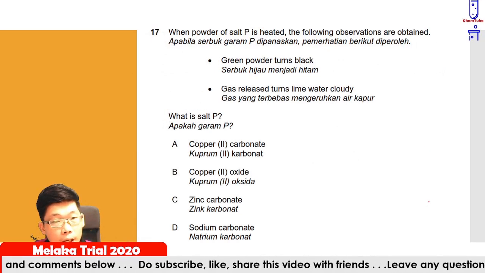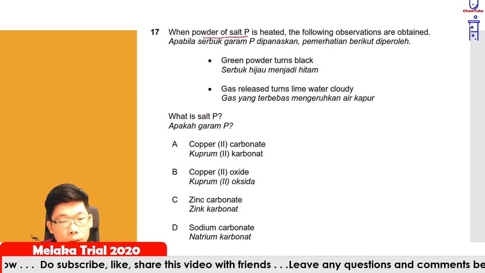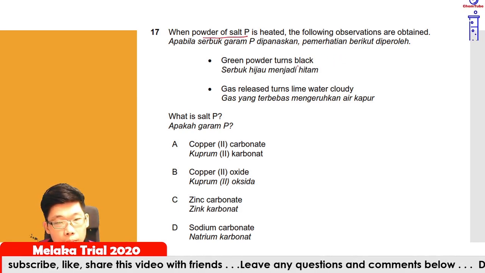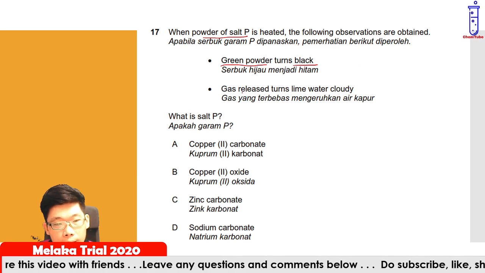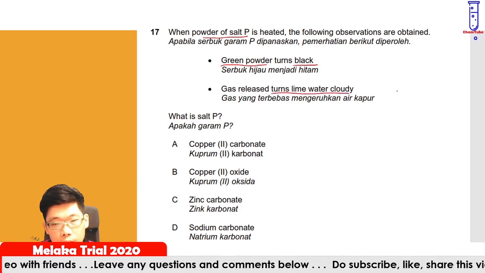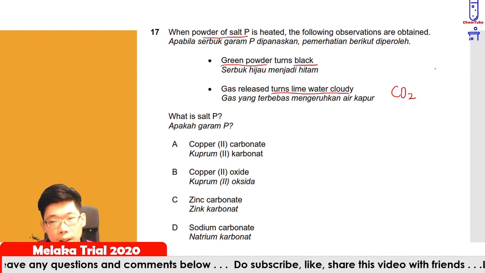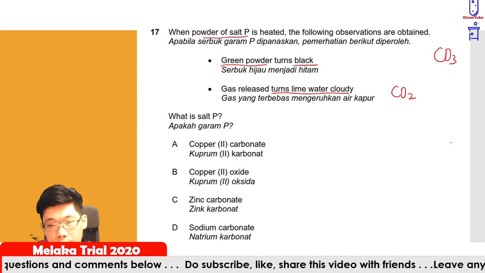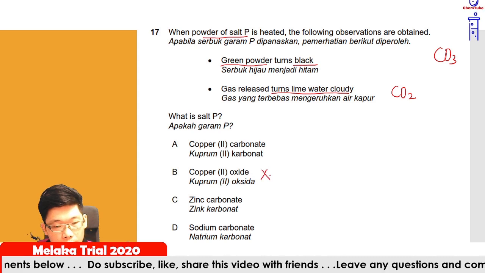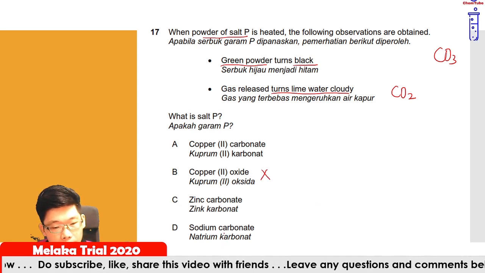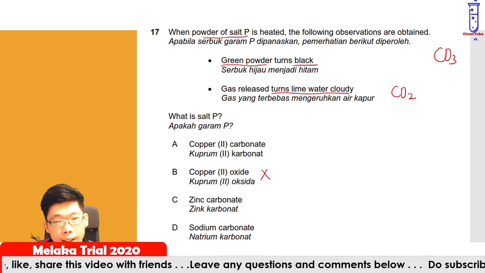Okay, so when the powder of salt P is heated, the following observation is obtained. Green powder turns black. Okay, you should know that. And the gas released turns lime water cloudy, meaning that this is carbon dioxide gas. So in other words, this salt P must contain carbonate ions. So it should be copper(II) carbonate, zinc carbonate, or sodium carbonate.